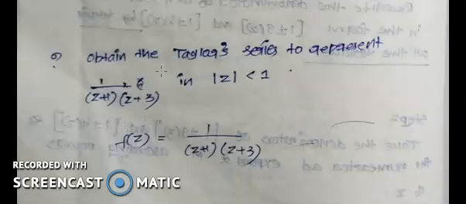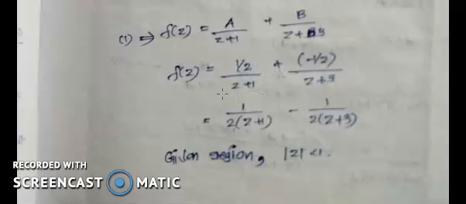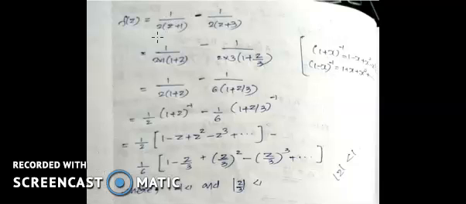Here in the question a region is given. See, mod z is less than 1. Whenever you come across a region like mod z is less than some constant, what we are going to do is take the constant outside. Here the given region is mod z less than 1, okay? So what you have to do is take the constant outside.